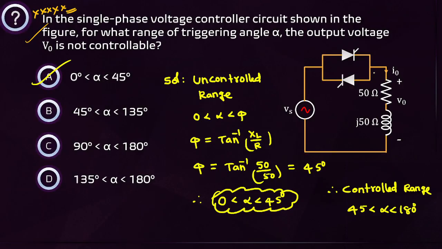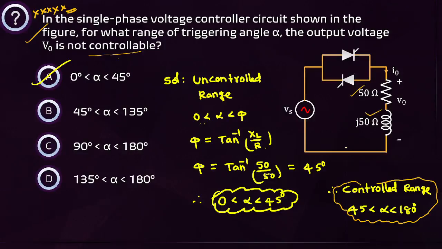For example, by giving this circuit, if they ask what is the uncontrolled range? Uncontrolled range is 0 to phi. Controlled range is phi to 180. Here the question is asking the uncontrolled range, not controllable, so 0 to phi. What is phi? Tan inverse XL by R. What is XL here? This is XL.